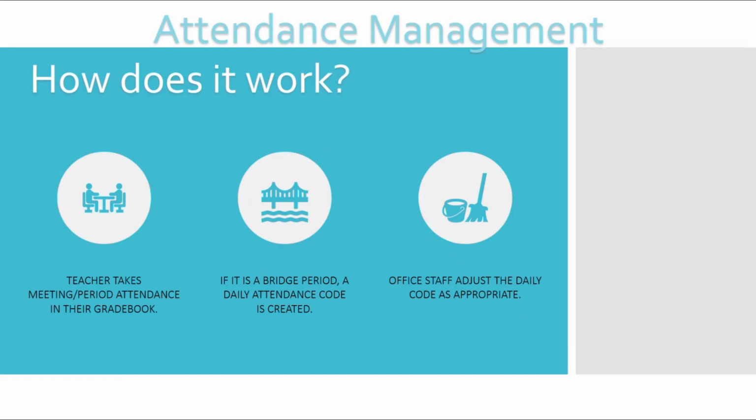And then attendance management. So how does attendance actually work? Your teacher is going to take their meeting or period attendance in their grade book. And then if that is your bridge period that you have designated on your bell schedule, that is going to bridge over to your daily attendance period. And then your office staff can go in there and they can update your code as appropriate. And then the admin, as long as you have that code set up correctly, the admin is going to override. So teachers cannot go back in and change a code once it's been set.